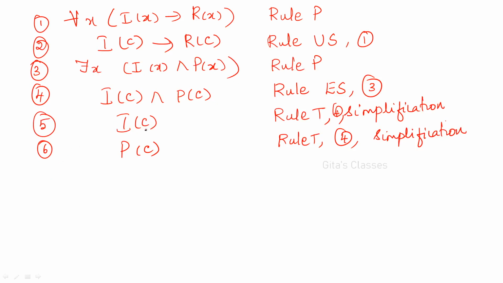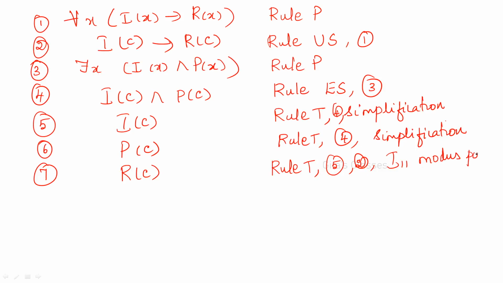So from this now, here I have I of C and in step number 2 I have conditional R of C. That is P comma P conditional Q. Therefore P comma P conditional Q is what? Q. That is R of C. Right? So this is rule T. I have applied in step number 5, comma 2, I11 modus ponens. Okay. All these implications I have explained in my classes in unit 1.